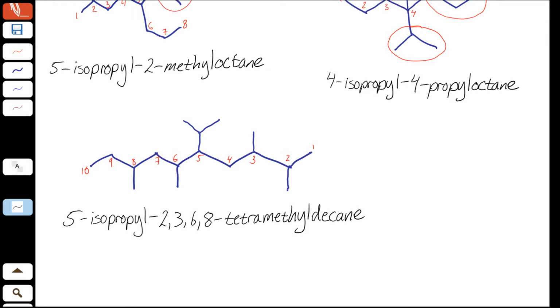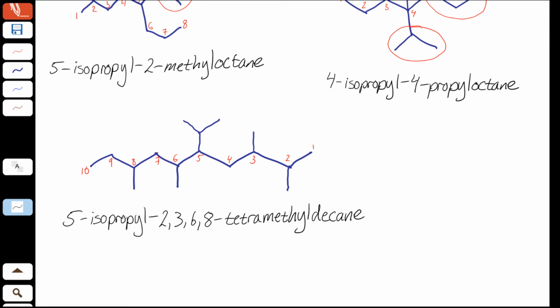Then if there's 2, it's di, tri, tetra, penta, just like when you're naming inorganic compounds. What if, on the number 2, there were 2 methyls coming off? Would that be separate then? It would be like 2 dimethyls, and then the 3, 6, and 8 would just be... Good question. No, they would all still go together. So you'd call that 2, 2, 3, 6 tetramethyl.